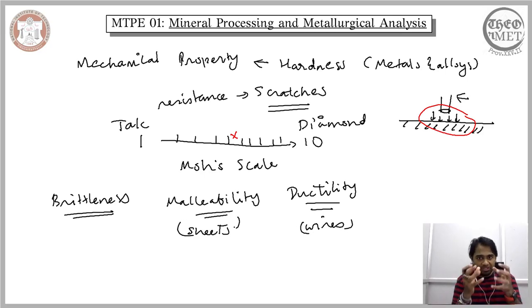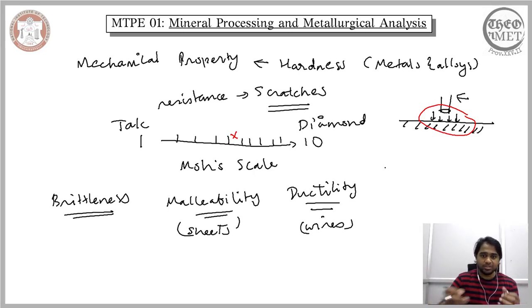Again, these are contextual definitions. These are rather fundamental definitions in the context of mineral processing. When you are trying to draw a given mineral into wire, if it fails, it means it does not exhibit much ductility. But if you are able to successfully draw a given mineral into wires, then it means the mineral is sufficiently ductile.